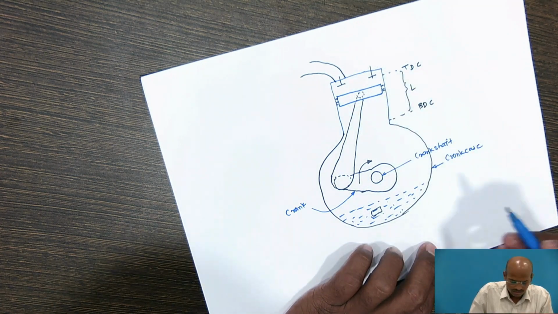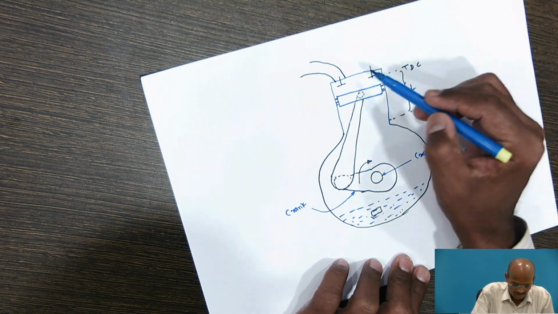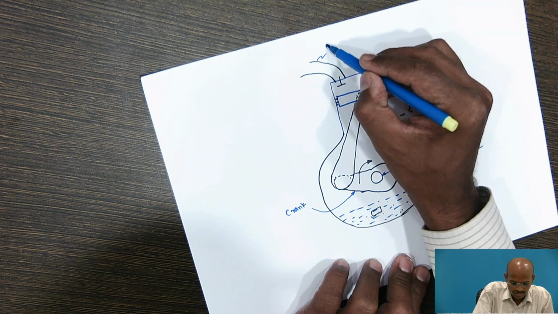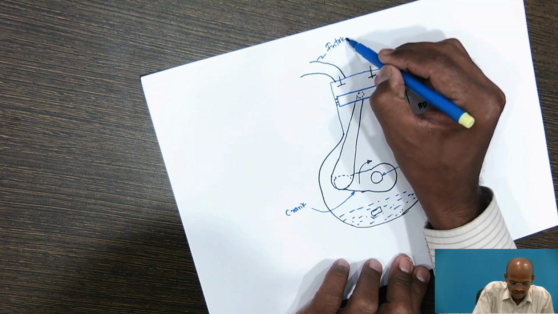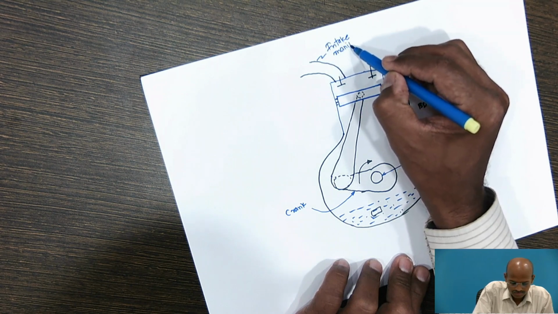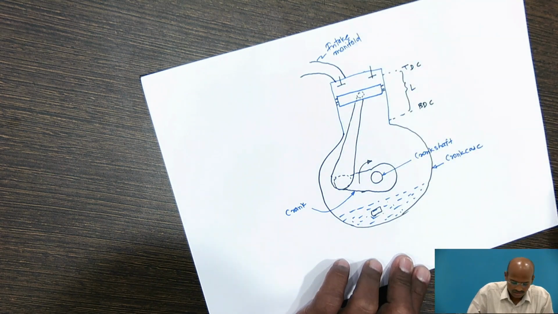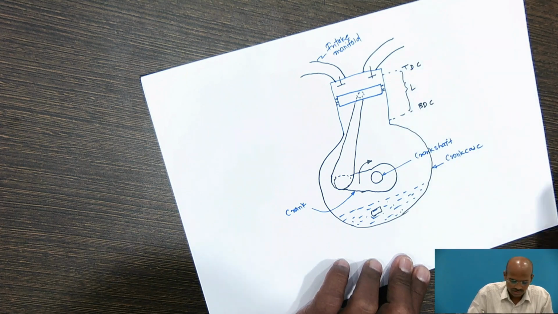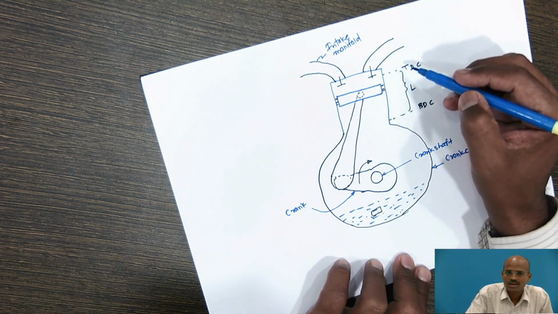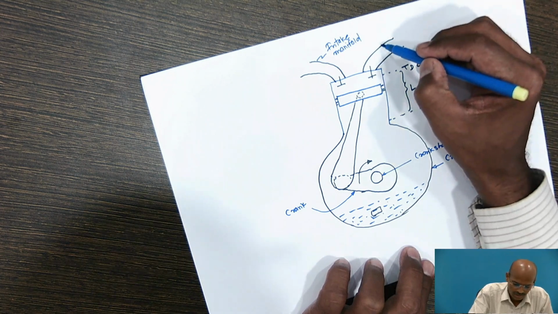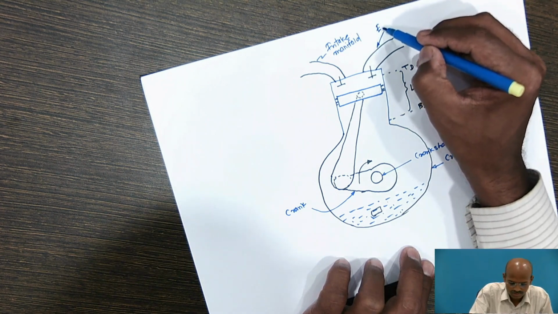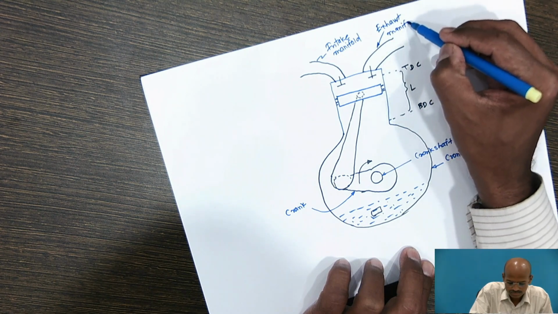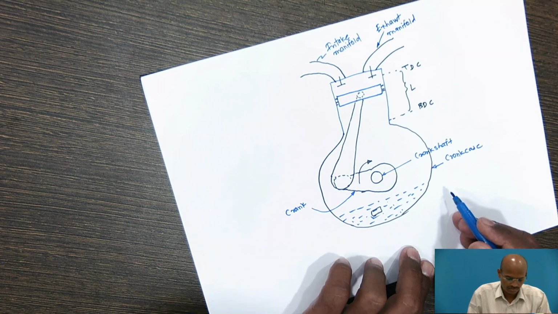The part which connects the air filter to the cylinder is called intake manifold, and the part through which the combustion gases are released into the atmosphere is called exhaust manifold. This is the exhaust manifold.